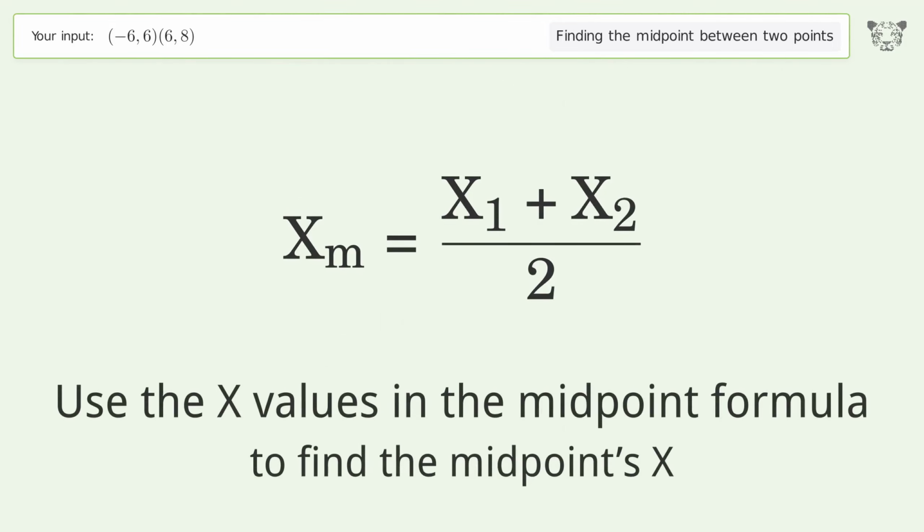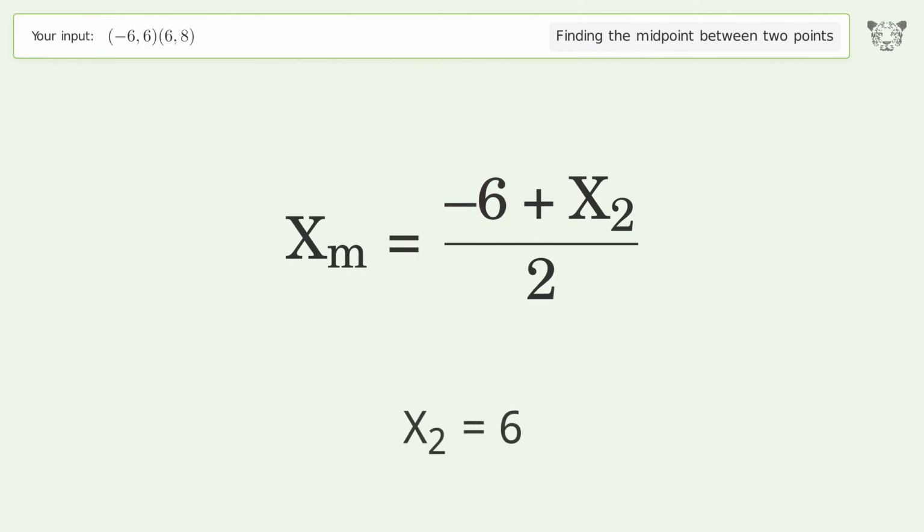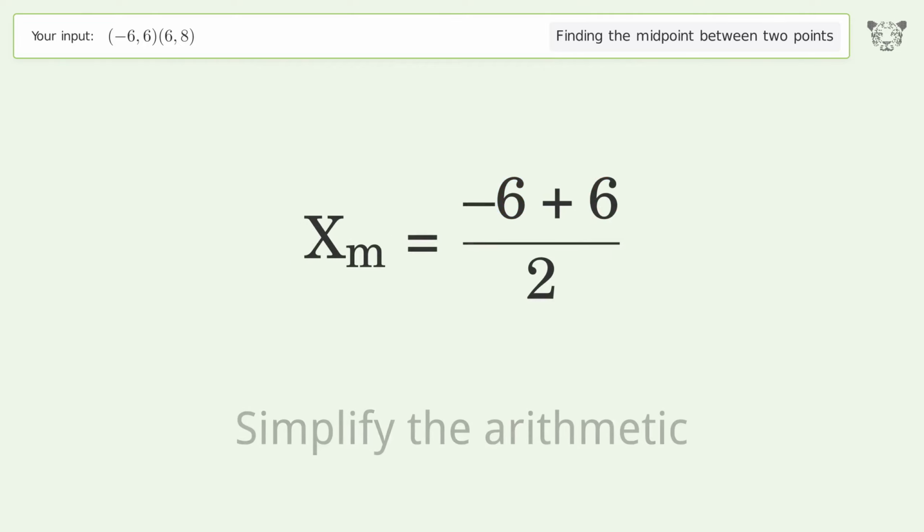Use the x values in the midpoint formula to find the midpoint's x. x1 equals -6. x2 equals 6. Simplify the arithmetic.